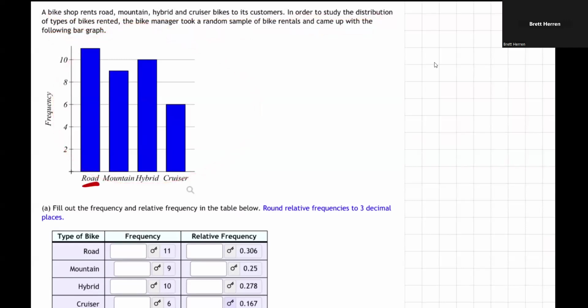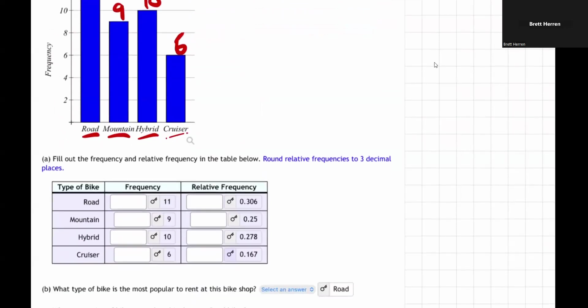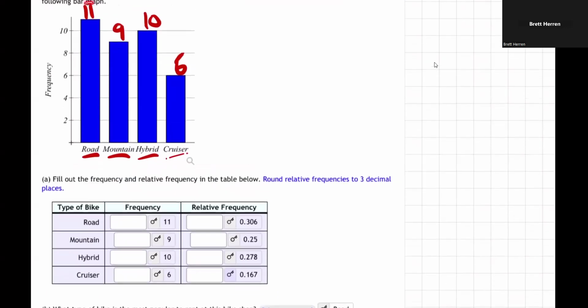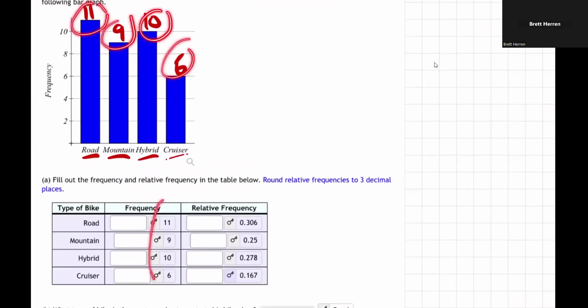So for road bikes, it looks like there was 11. For mountain bikes, that came out to 9. Hybrid bikes, 10. Cruiser bikes, 6. Okay, and so now it asks, coming down to part A, fill out the frequency and relative frequency table. So there's the numbers 11, 9, 10, 6. Put those in the frequencies. That's how many. And then relative frequencies, how did they calculate those?